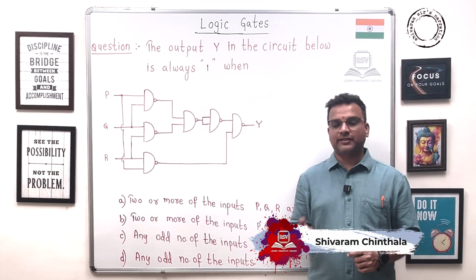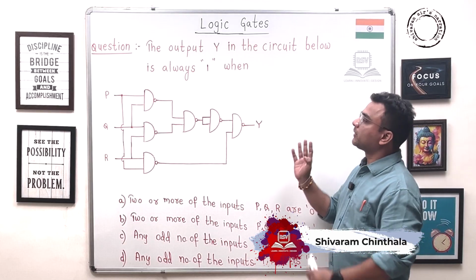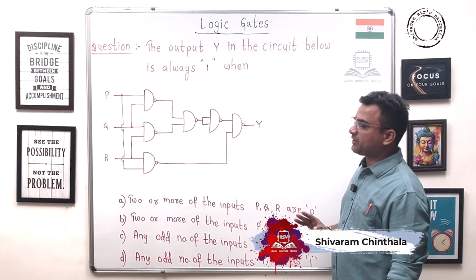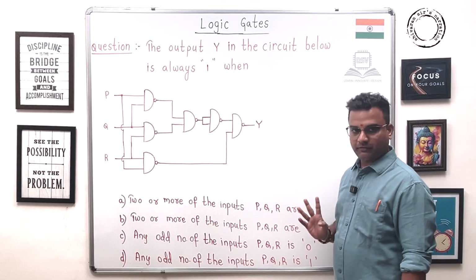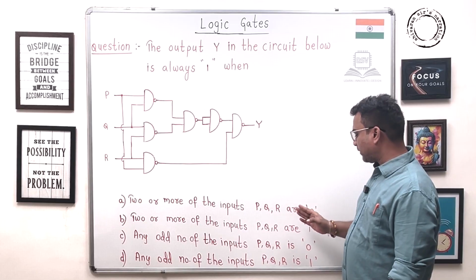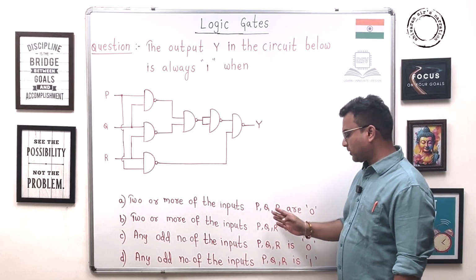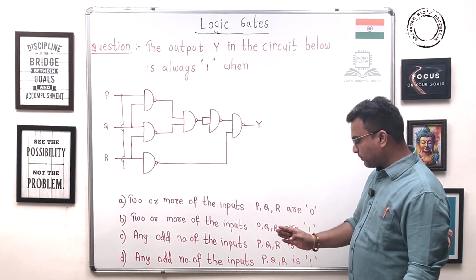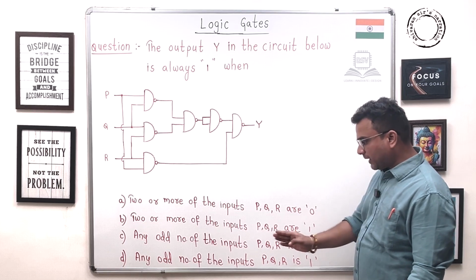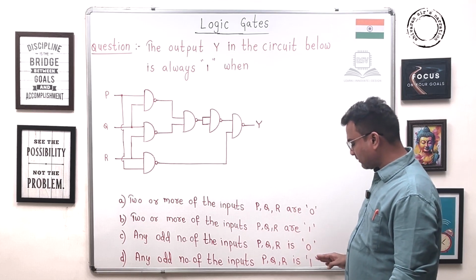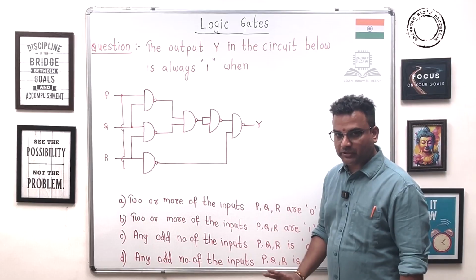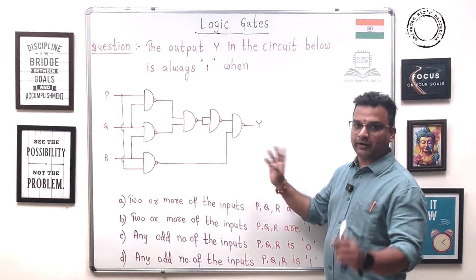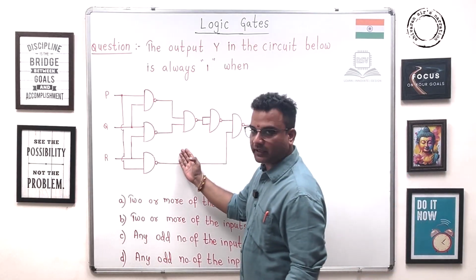Let's have another design challenge. The output Y in the circuit below is always 1 when: 2 or more inputs PQR are 0, 2 or more inputs PQR are 1, any odd number of inputs PQR are 0, or any odd number of the inputs PQR are 1. For which combination will the output be 1 for this design?